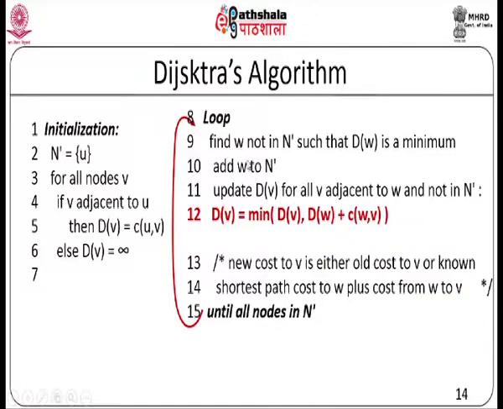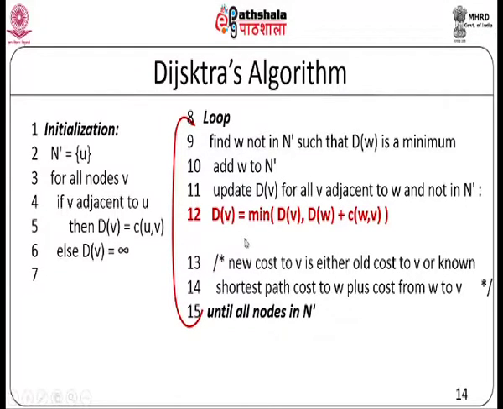Then we run through a loop, where we try to identify the cost of other nodes in the network. First, you find some w not in N' such that D(w) is minimum. You've got this D(v), so you have already identified something, and out of that you find the node w for which the cost is minimum. You add w to the set N'. Now you update the distance D(v) for all v adjacent to w and not in N'.